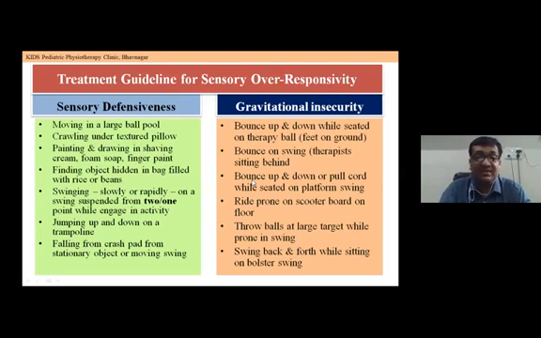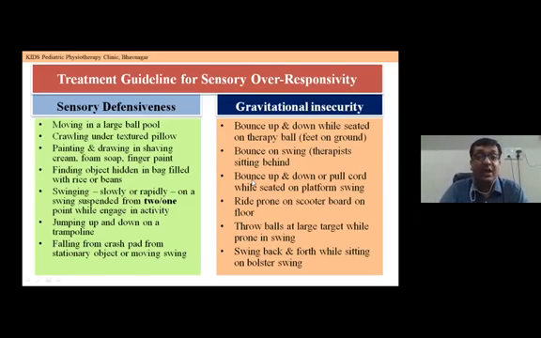If they are having sensory defensiveness, moving in the large ball pool, crawling under textured pillows, we can do it at home. Painting and drawing with shaving cream, foam soap, and finger paint. Finding objects hidden in a bag filled with rice or beans, or a big bean bag, where you can put something inside and let them check it out, or take a big bowl of rice, hide something inside, and let them find the small toys inside.